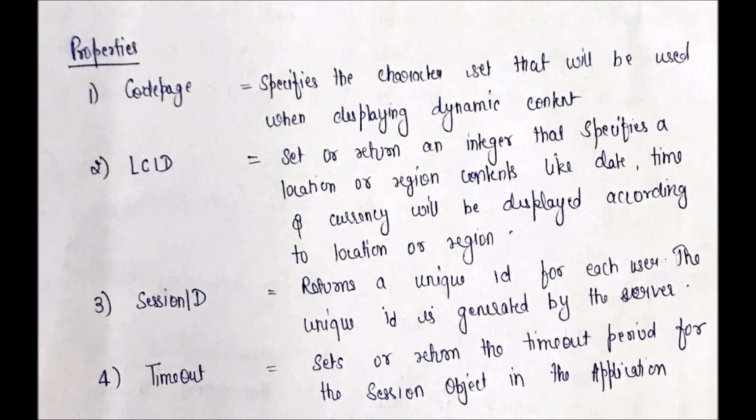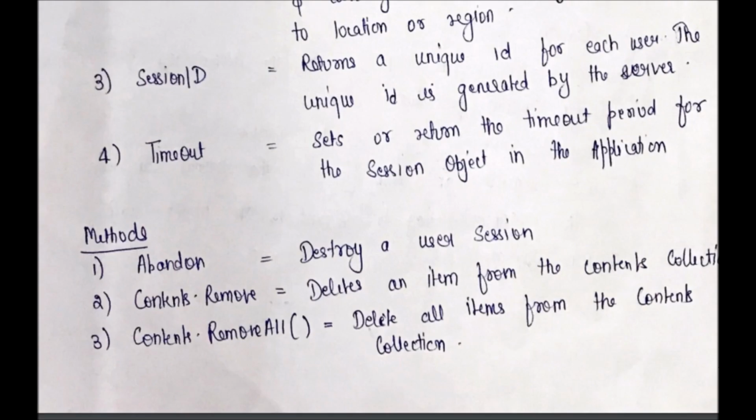Each session has a unique identifier that is generated by the server when the session is created, and it is stored as a cookie on the client machine. The fourth is timeout. The timeout property sets or returns the timeout period for the session object in the application. If the user does not refresh or request the page within the timeout period, the session will be considered as ended. Now we will be discussing the methods.